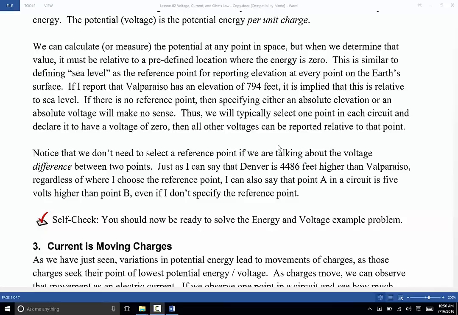So now you're ready to solve the energy and voltage example problem. I'd encourage you to try it on your own and then watch the video that talks about the solution. Then come back and we'll talk about current and the motion of charges.